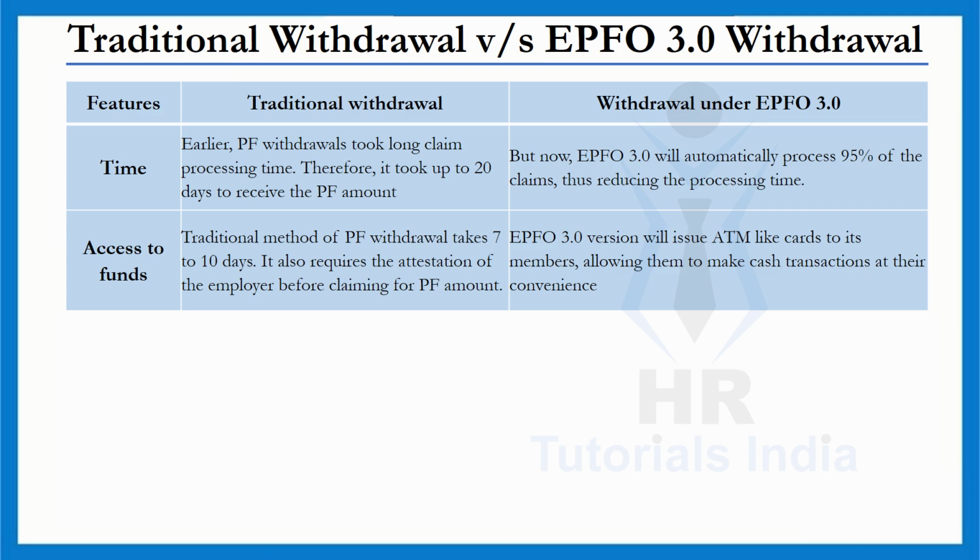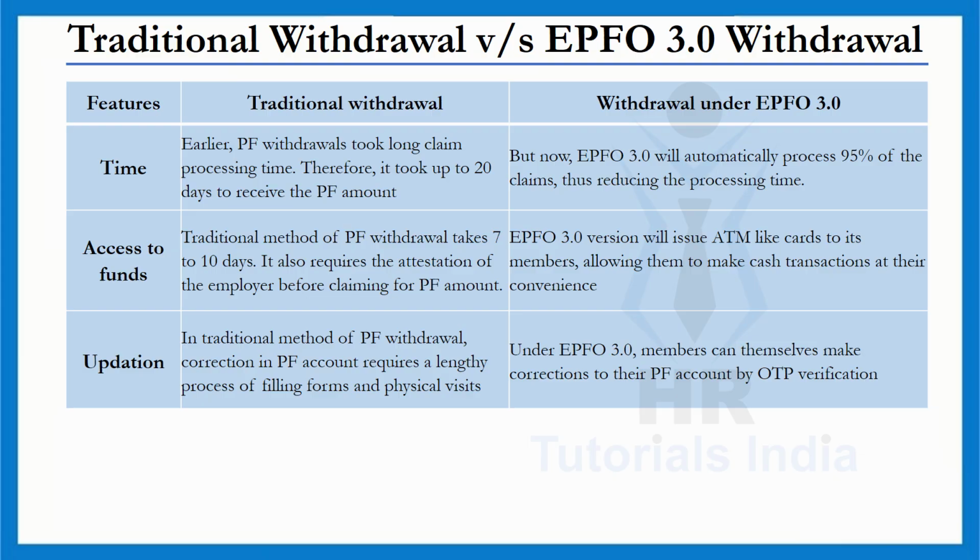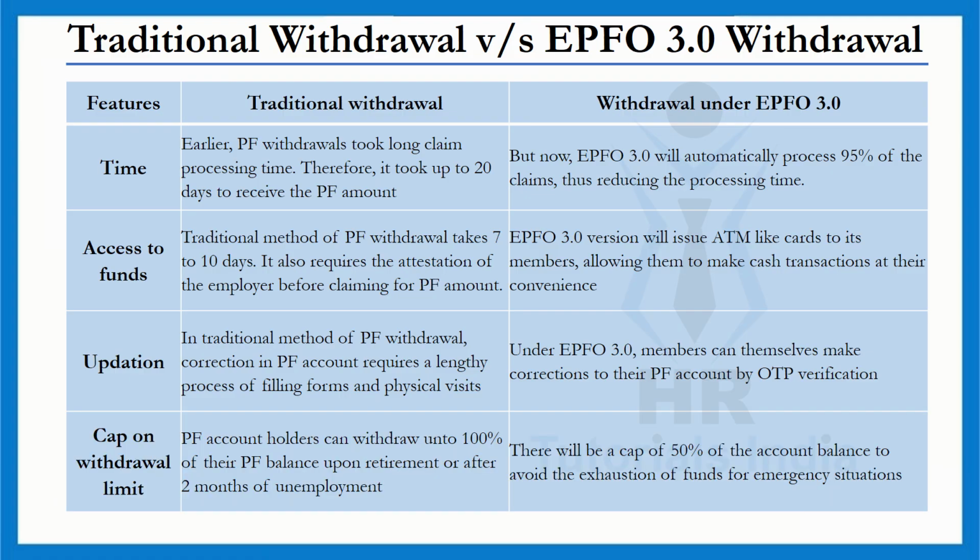Now, with EPFO 3.0, the members will receive ATM-like cards, allowing them to withdraw cash or access their PF funds instantly, anytime and anywhere. When it comes to updating details, the traditional system required you to fill out multiple forms and visit the EPFO office for any correction. But in EPFO 3.0, you can update or correct your PF account details yourself, all through OTP verification directly from your registered device. Lastly, in the old system, you could withdraw up to 100% of your PF balance after retirement or 2 months of unemployment.